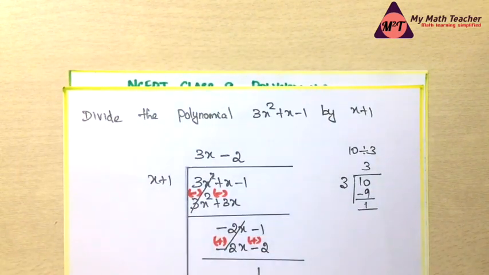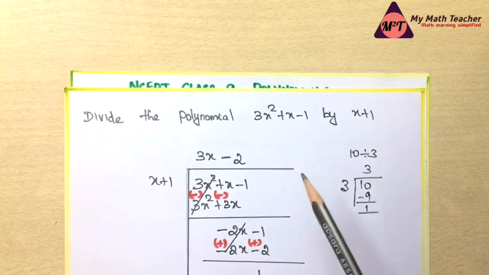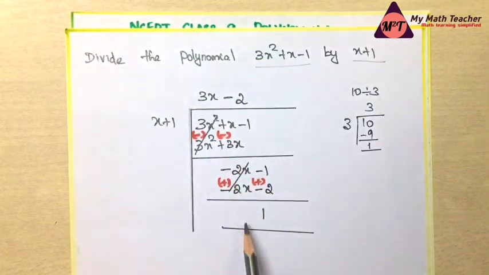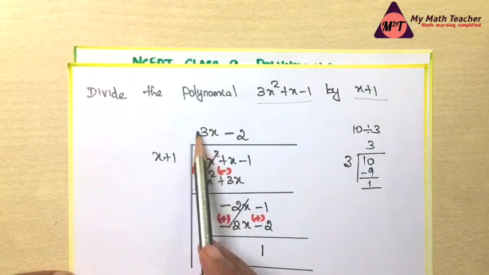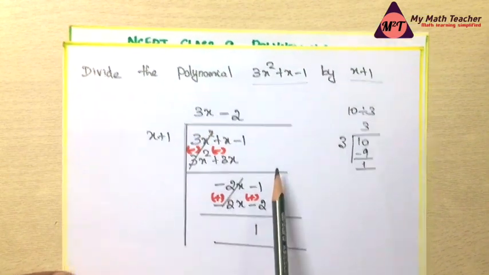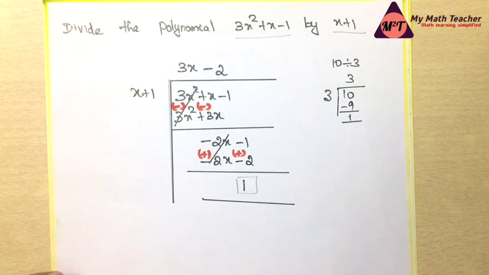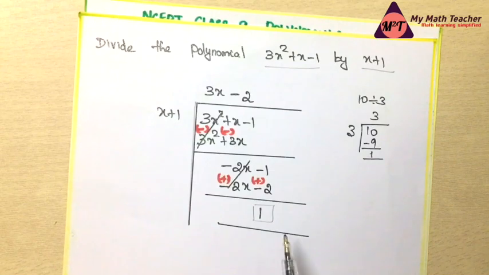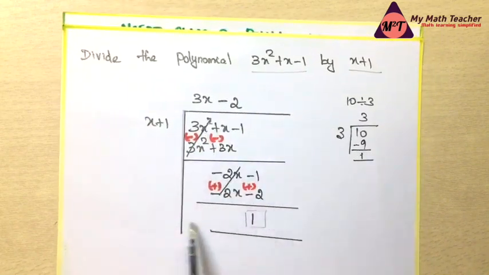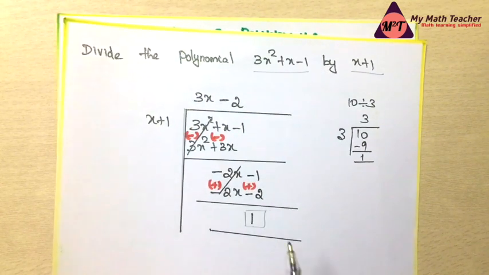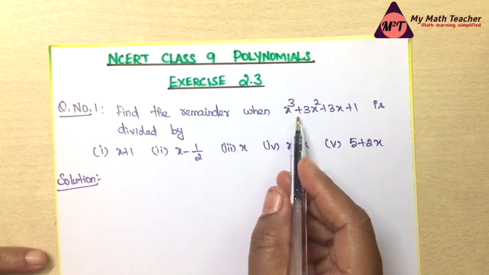Now consider this polynomial, 3x squared plus x minus 1, divided by x plus 1. When we do the actual division, we get the quotient as 3x minus 2 and you can see the remainder is 1 here. Now the same we are going to do. The difference is we are not going to do the actual division. Instead, without doing the actual division, we are going to find this remainder. Okay, let us start.